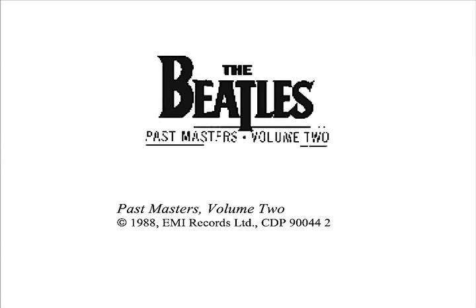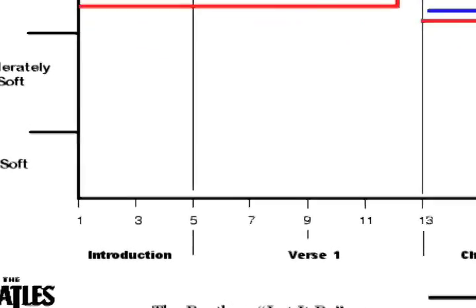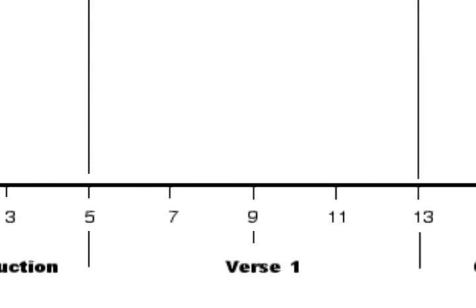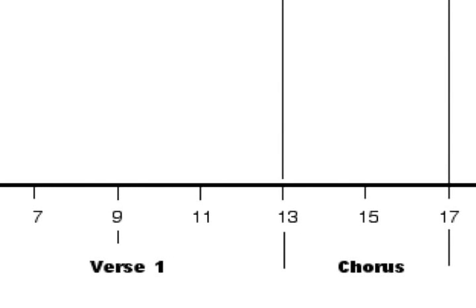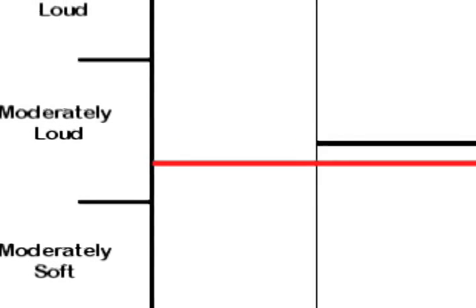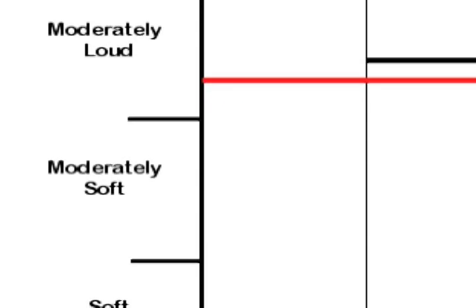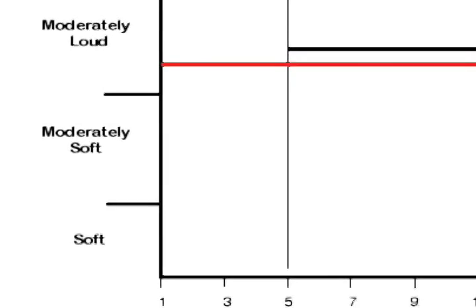We will first examine the Past Masters version of Let It Be. This is the version that was released as a single. You'll notice in the diagram that the horizontal axis is a timeline with measure numbers marked and the introduction, verse, and chorus sections indicated. The vertical axis is divided into loudness areas. Let's follow the loudness levels of the vocals and the piano as the song unfolds.